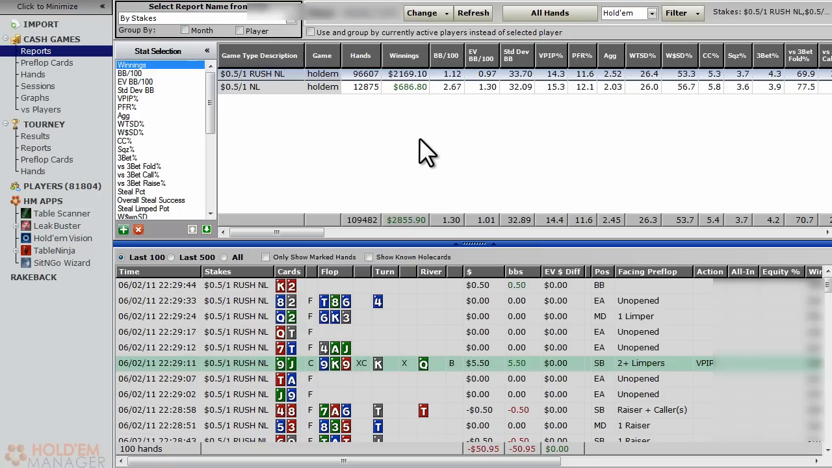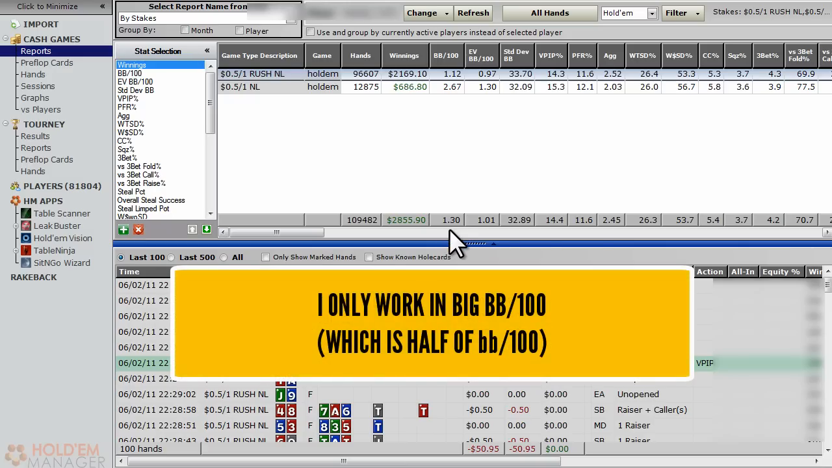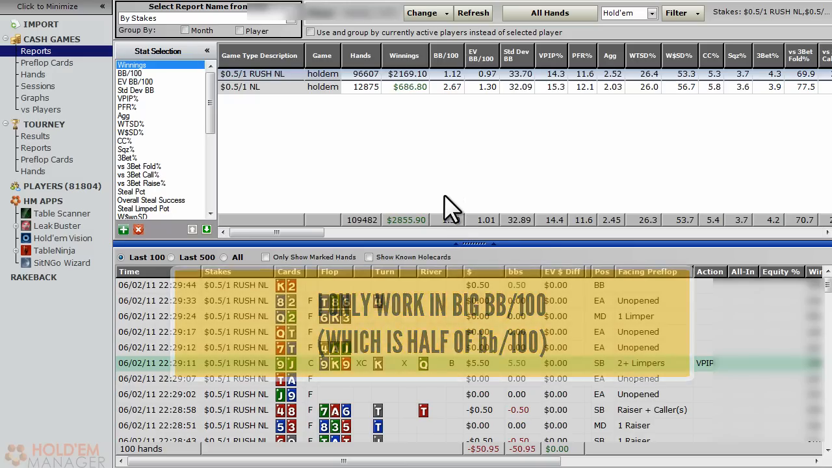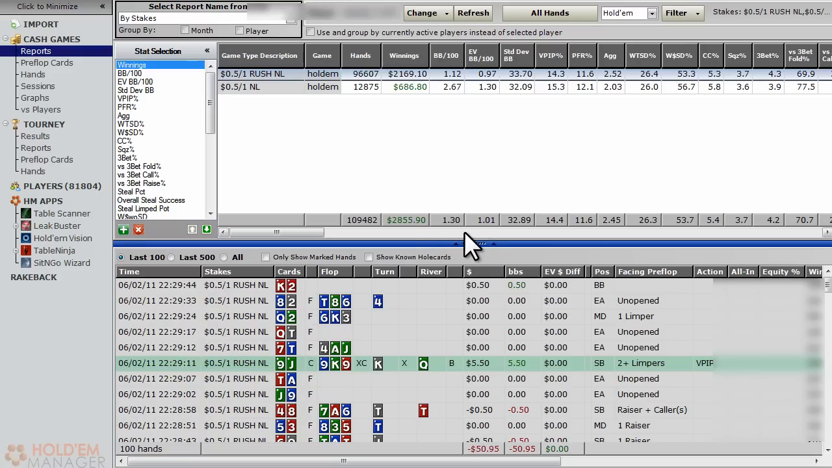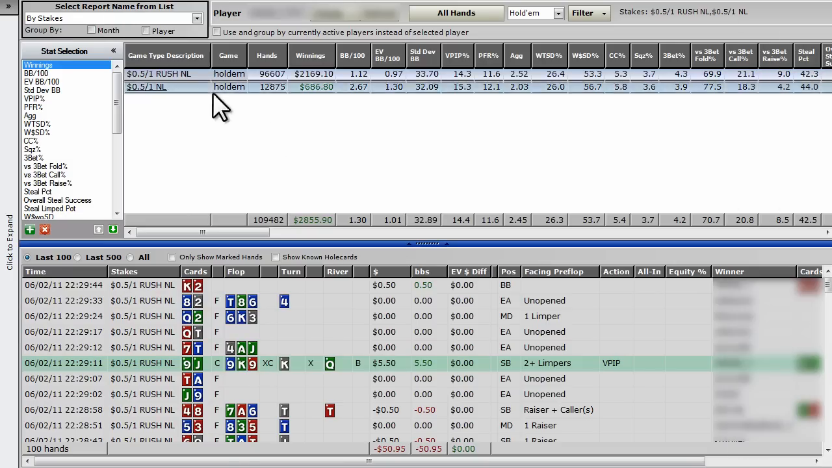And for the record, I only work in big BB per 100, so you notice that this is 1.3 big BB per 100. If you're working in little, that would be 2.6, and you'll also notice that we are running better than EV, so we are running a little bit good as far as the sample is concerned, as far as all in EV is concerned. So let's just get that out of our way for a moment.